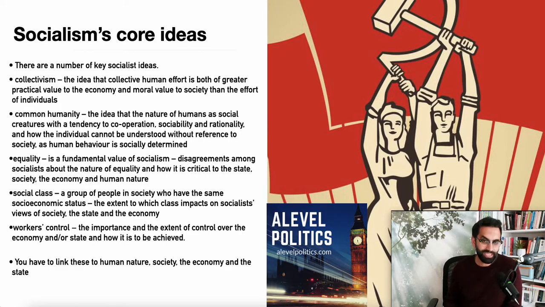My advice to you is not to revise socialism through the textbook. Students get confused through the textbooks, right? Incidentally, I'm writing a textbook with my method to explain socialism.